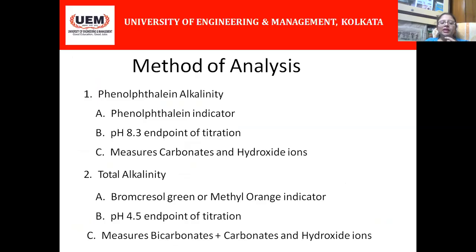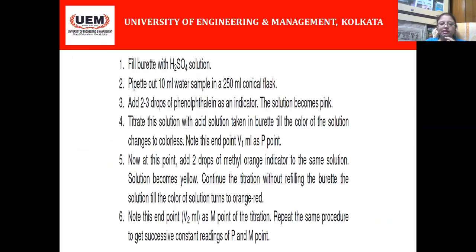So what is the method of analysis? For phenolphthalein alkalinity, you have to take phenolphthalein indicator. pH 8.3 is the endpoint of the titration, and it measures half of the carbonate and hydroxide ion. And for total alkalinity, you need methyl orange indicator. pH 4.5 is the endpoint of the titration, and it measures all the bicarbonate, carbonate and hydroxide ion alkalinity.